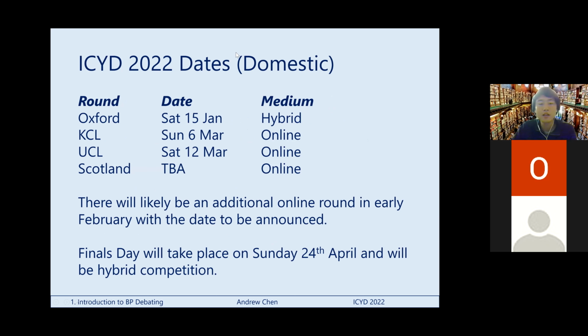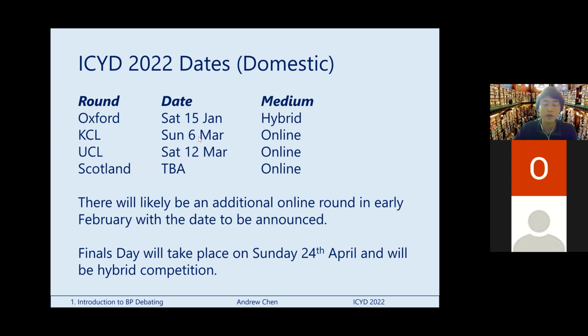And finally, looking at the ICYD 2022 dates, we've got the domestic dates here. You can ask the conveners for the dates of international rounds. So Oxford round will be the first one on Saturday, the 15th of January, and this will be a hybrid round. So you'll be able to attend this online or in person.